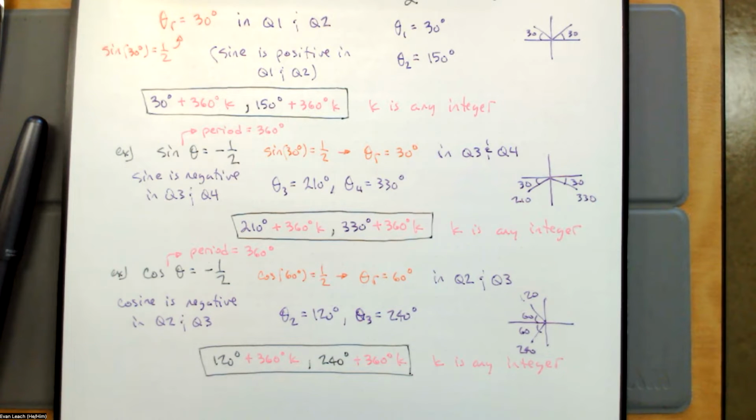Trig function and value give you the reference angle. Trig function and sign, positive or negative, give you the quadrants, the two quadrants. Add integer multiples of the period.